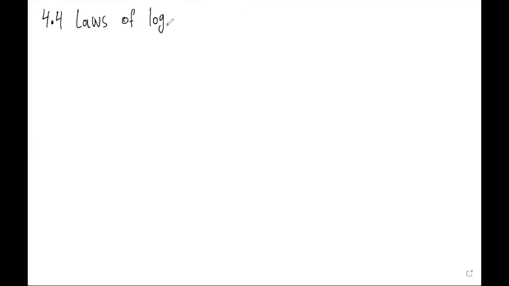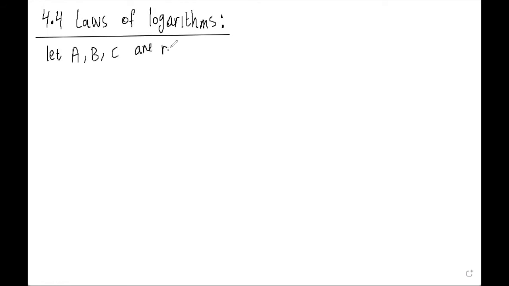So laws of logarithm. First of all, you have to know: let a, b, c be real numbers with a greater than 0 and b greater than 0. So the first law.